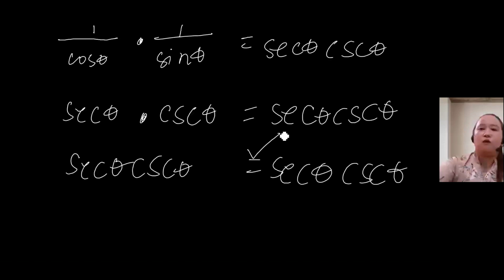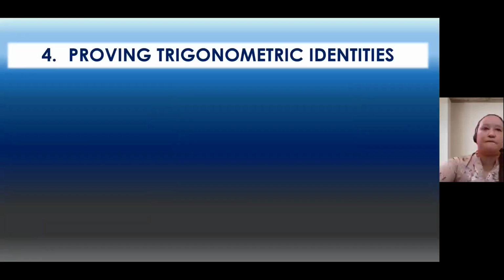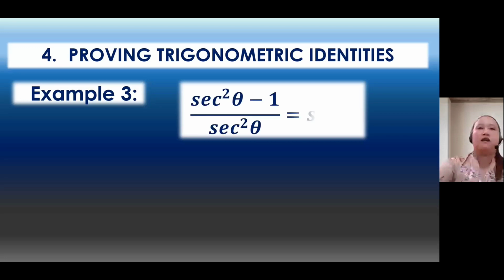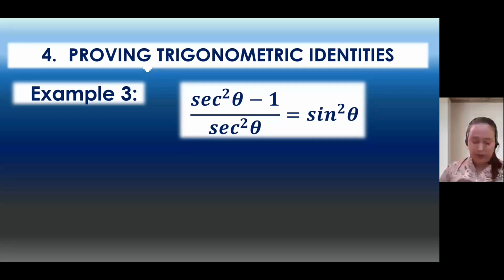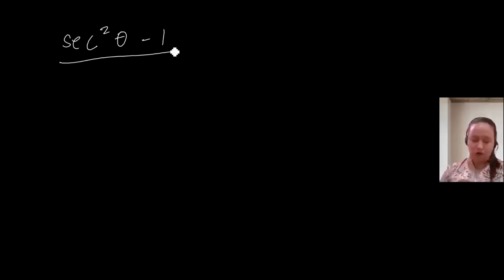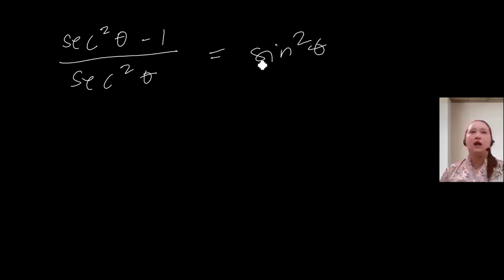So going back to the PowerPoint, we have another example here. On the next example, I'll just write it on the black screen. So the example is secant squared theta minus 1 over secant squared theta equals to sine squared theta.